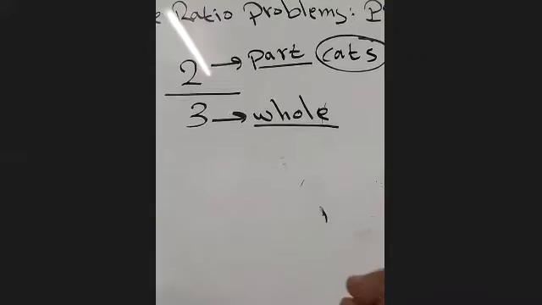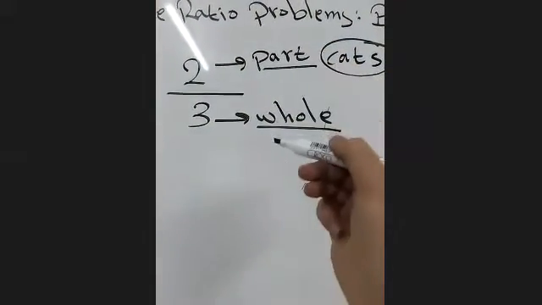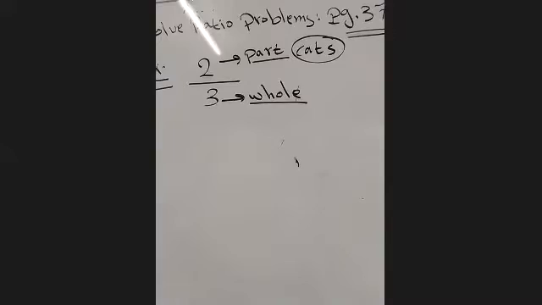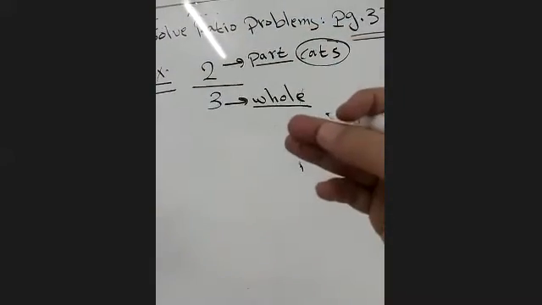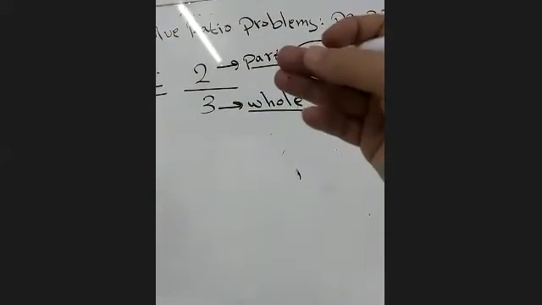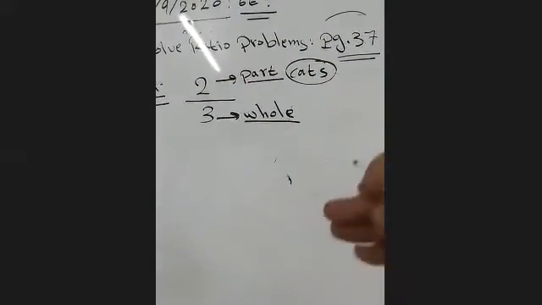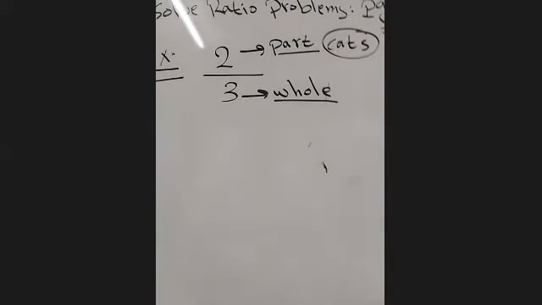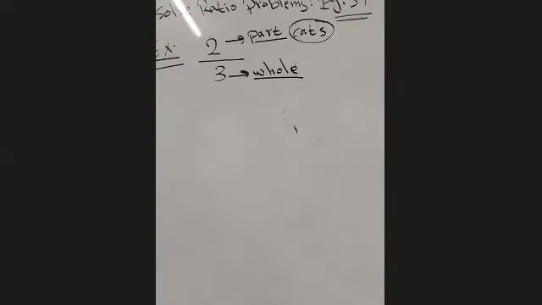Is the 750 part or whole? Who can tell? Read the question. We need to know how many of the 750 students prefer cats. Part or whole? Adnan? Whole. It is whole. Excellent, Adnan.